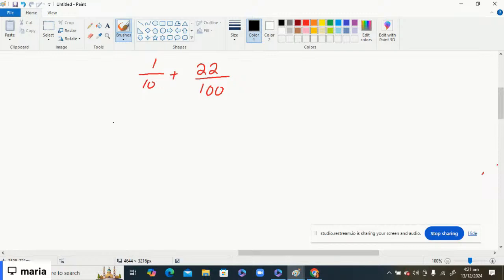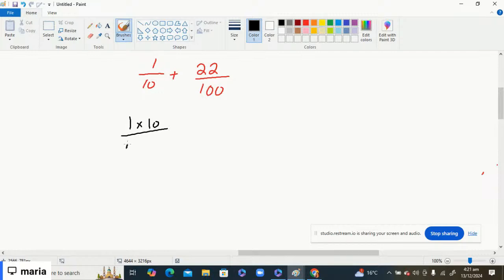So 10 times 1 is 10 and 10 times 10 is 100. Now look, both the denominators become the same. So just put one denominator and add the numerators. Then what's the answer you got? I think you all won't get it. Let me just write it here.